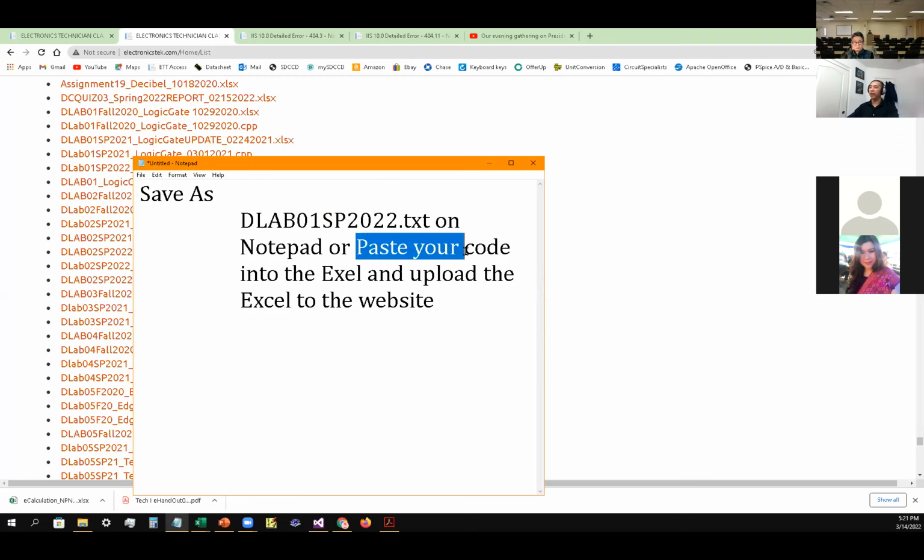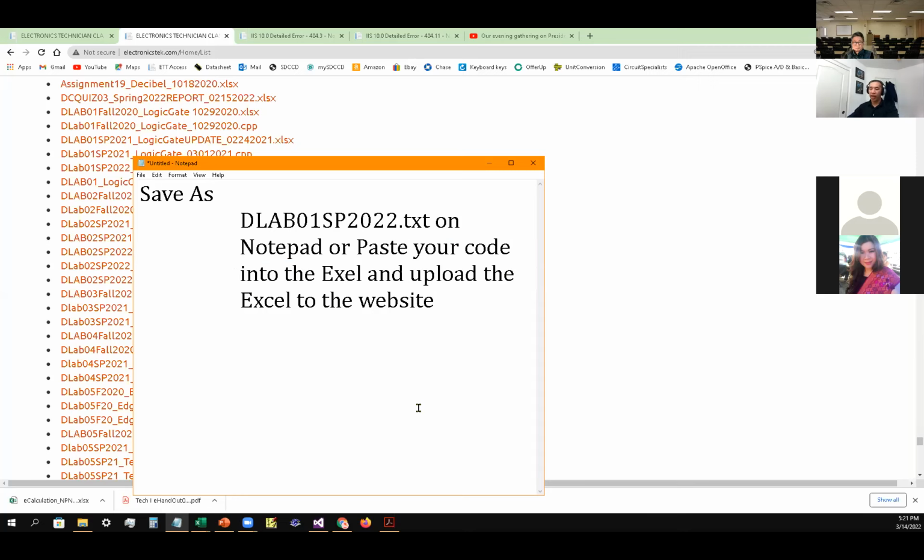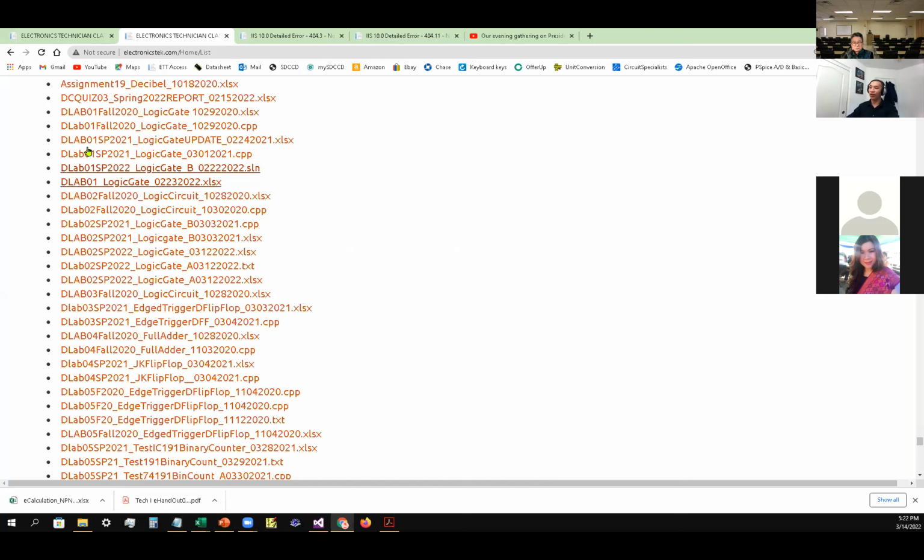Or you can paste your code onto the Excel and upload the Excel, so that I have your schematic and also your program there, so I know that it applied. Okay, so that would make it easier for me, because there are a lot of students, and it's harder when you have so many students from the previous semester. Okay, any other questions for anyone?